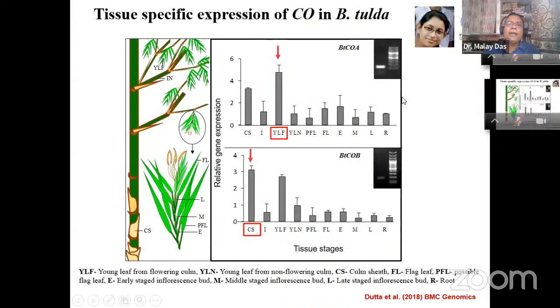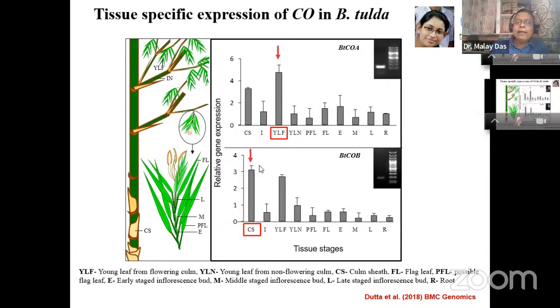Now going back to the CO story, we collected different sorts of tissues. Some are associated with flowering, some are vegetative in nature, and we wanted to see if there is any difference in expression between COA and COB. Two tissues are very important: YLF and YLM. YLF means young leaf from flowering culm. In this plant flowering has been induced, but we collected the leaf from a non-flowering branch of a flowering culm, meaning the induction signal is possibly present in this branch, but flowering has not happened yet.